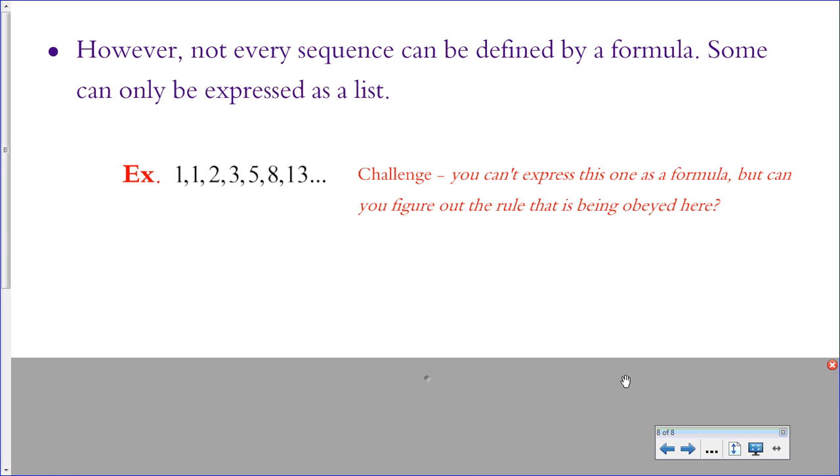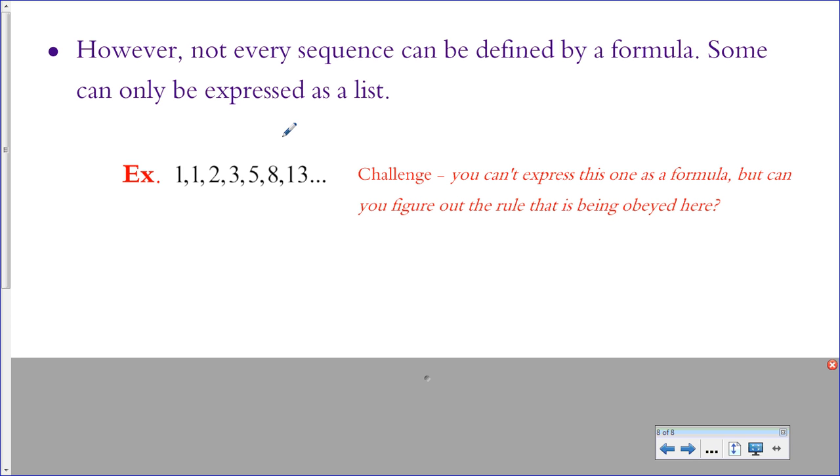And then the final slide here is that you should know not every sequence can be defined by a formula. Sometimes you can only write them as a list. We have discussed what an explicit definition is and what a recursive definition is. But here's an example of a sequence that you can't really write as a function of n, and you can't write it as a function of b sub n minus 1 or u sub n minus 1, which would be the previous term. But perhaps you can figure out the rule that's being obeyed here if you look at it for long enough. This is kind of a cool sequence.